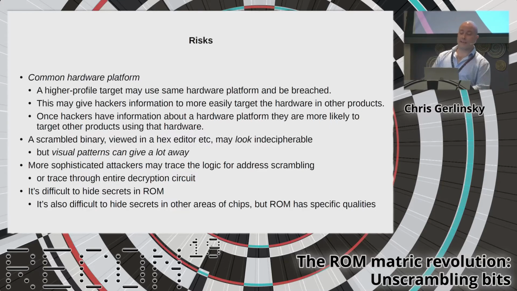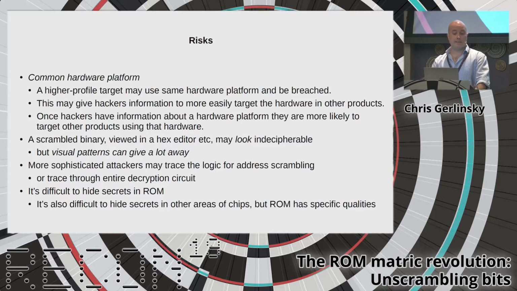A more sophisticated attacker, instead of just doing it visually like this, might actually trace the logic for the address scrambling, or may trace through an entire decryption circuit. In these cases, I didn't have to. In my own experience extracting data from ROMs, it's more likely that they'll be simple than that they'll be complex. So a lot of the time that's not necessary, but at the same time it's entirely possible to trace through that part of the circuits and do all the decoding that way.